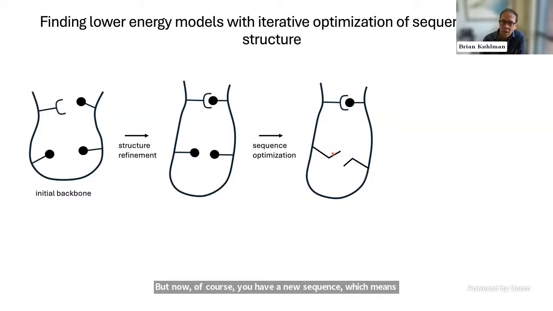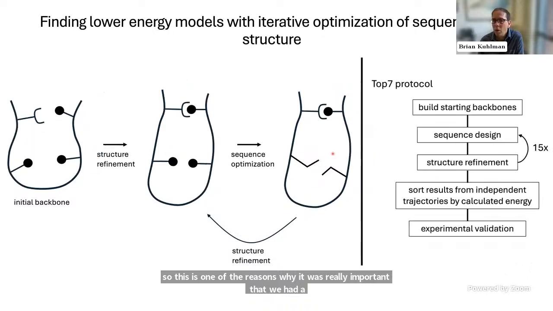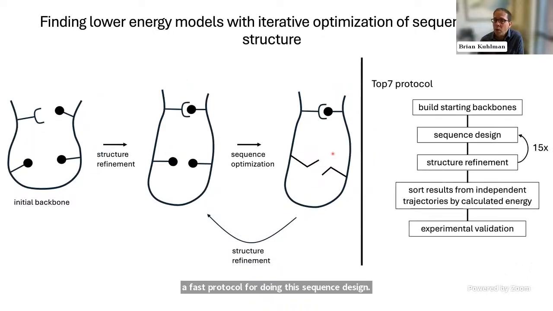And so this suggested to us that we should really use a protocol that iterated back and forth between these two steps, doing sequence optimization followed by structure refinement. And this is one of the reasons why it was really important that we had a fast protocol for doing this sequence design. And so the final protocol that we used for designing Top7 involved building the starting backbones, as I described, and then coupling sequence design with structure refinement.